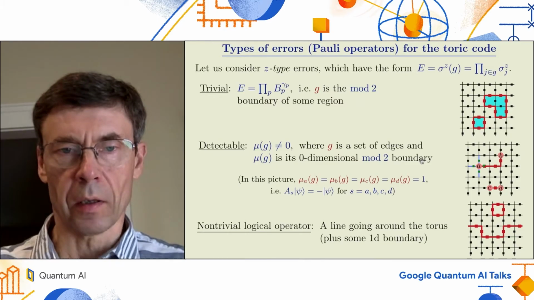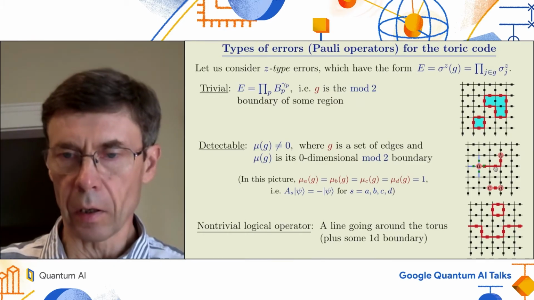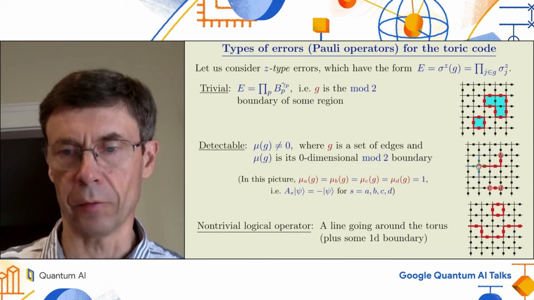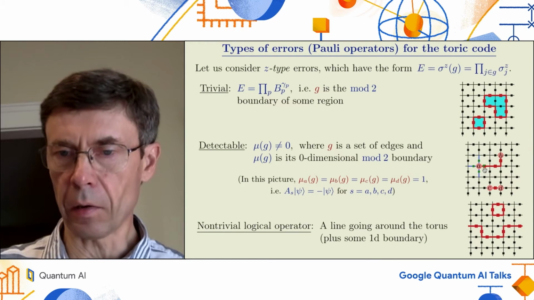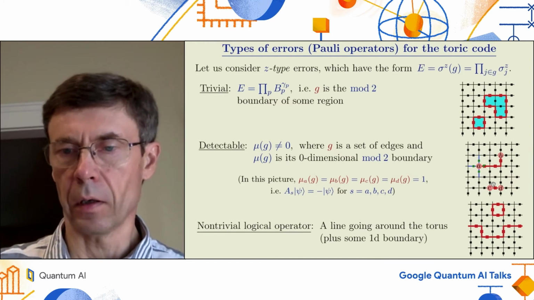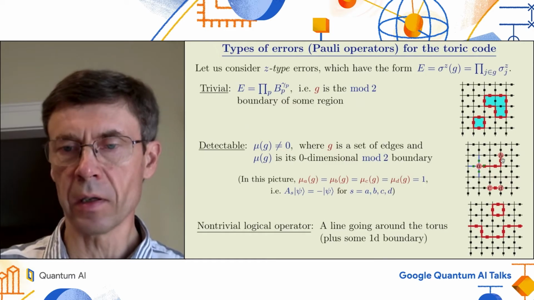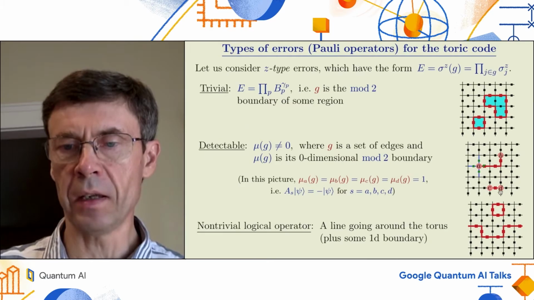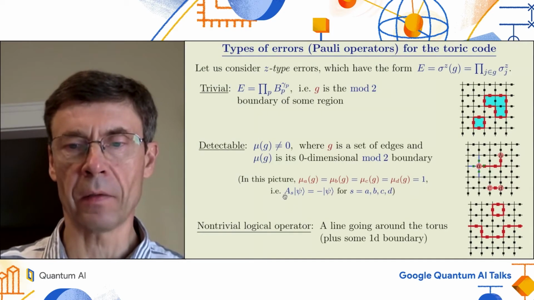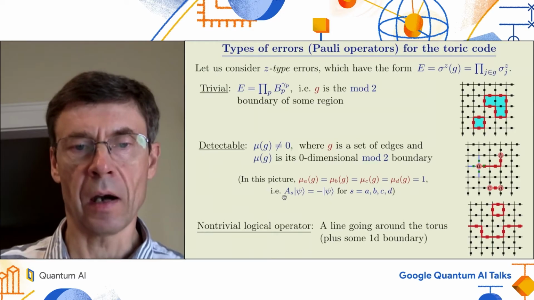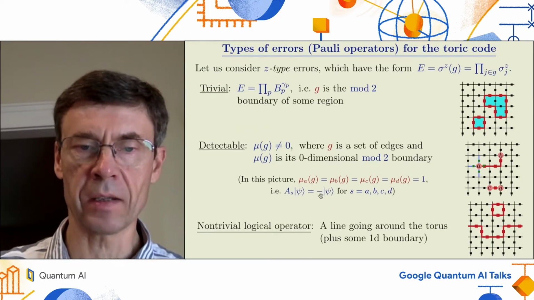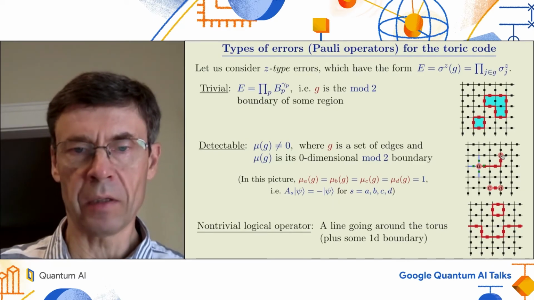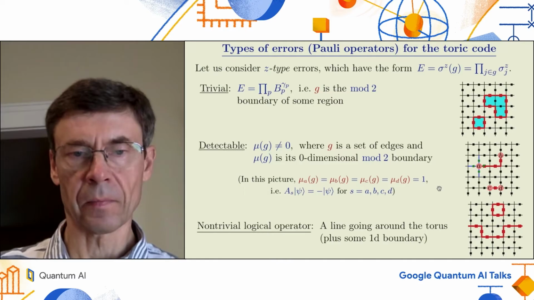An error is detectable if the one-chain has a non-zero zero-dimensional boundary. In this case, there are 4 qubits affected, and they are drawn as 4 edges, and this set of edges has 4 boundary points, A, B, C, and D, and the stabilizer operators at those points, the X stabilizers, are unhappy. It shows in the minus sign in the eigenvalue equation. Those locations can be detected by measuring the stabilizers.